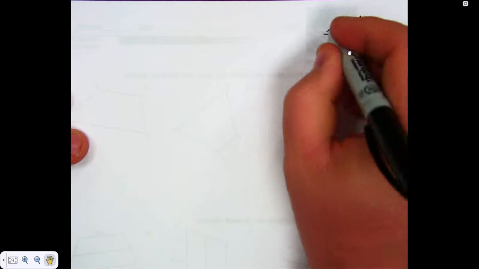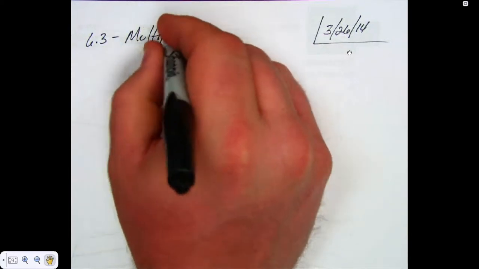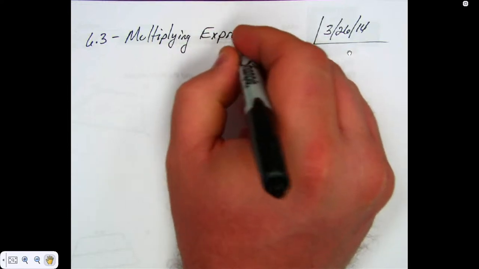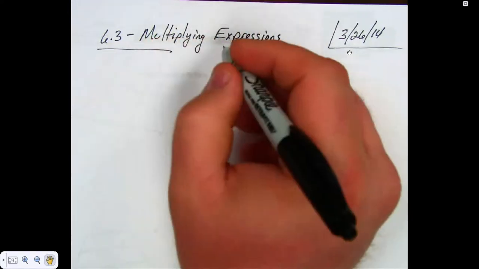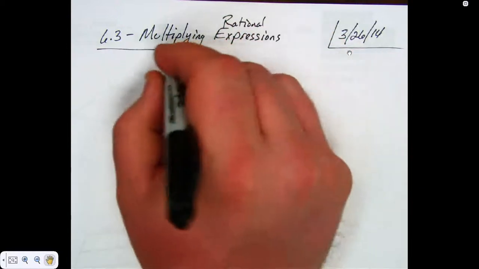Okay, now we're doing section 6.3. The date on the top of your paper, 3/26/14. You'll like this one, it's much easier. Multiplying expressions. Or actually multiplying rational expressions.